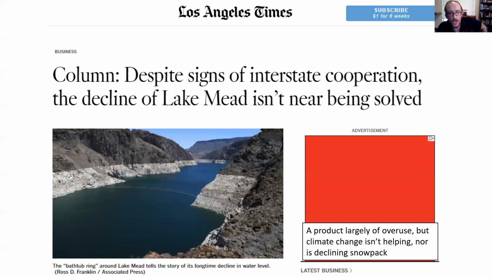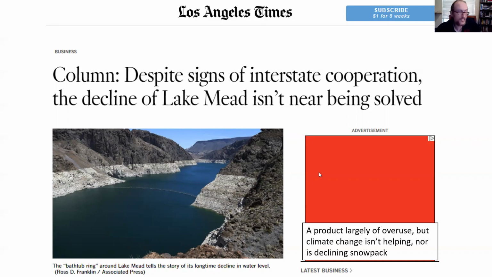All right? So, Lake Mead. Despite signs of interstate cooperation, the decline of Lake Mead isn't near being solved. This problem, I'm not going to claim, is climate change only. It's a product largely of overuse. So many straws in one glass, climate change isn't helping. And the snowpack is declining. That's a result of climate change.